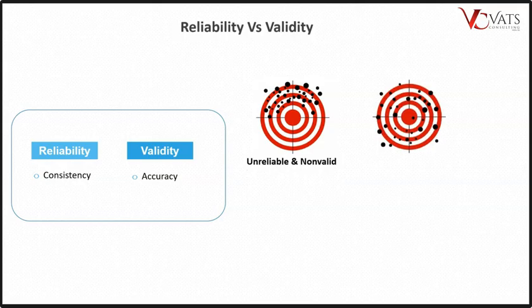Now this picture. Is it reliable? Is it valid? This is not reliable because consistency is not there, but it is valid because if you find the overall scores, the validity may not be 100%, but it is more than 50-60%. So the person knows how to shoot. He's not 100% accurate, not 100% valid, but he knows how to shoot.